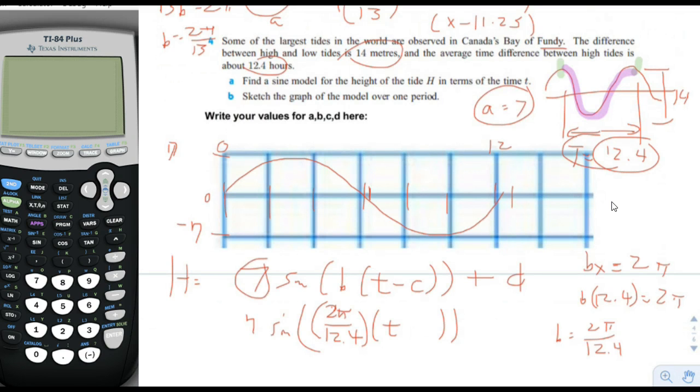So we've taken into account the 7, we've taken into account the period, and C and D, this could be shifted up or down, it could be shifted left or right, but we don't really know that. So we basically have A equals 7, and we have B equals that. And C and D, we don't know.